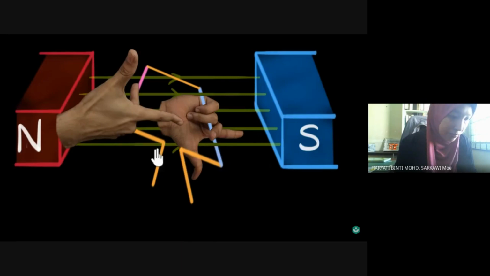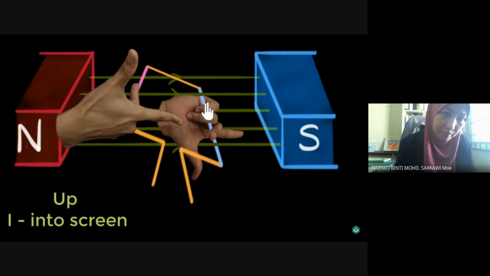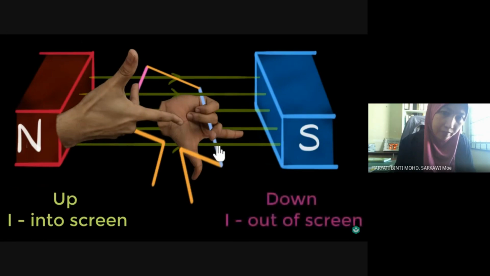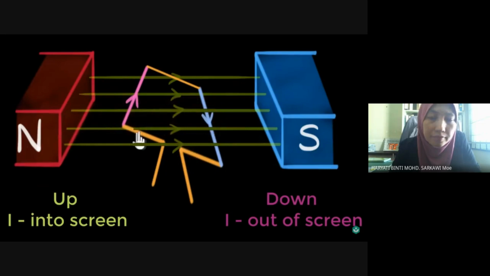So what we have seen is, if a wire is moving upwards over here, then the current will be into the screen. And if the wire is moving downwards, then the current will be out of the screen. Remember, this will be important. So now let's get rid of the hands and put arrow marks to indicate the current. And now we can guess what direction the current will be in the rest of the wires.